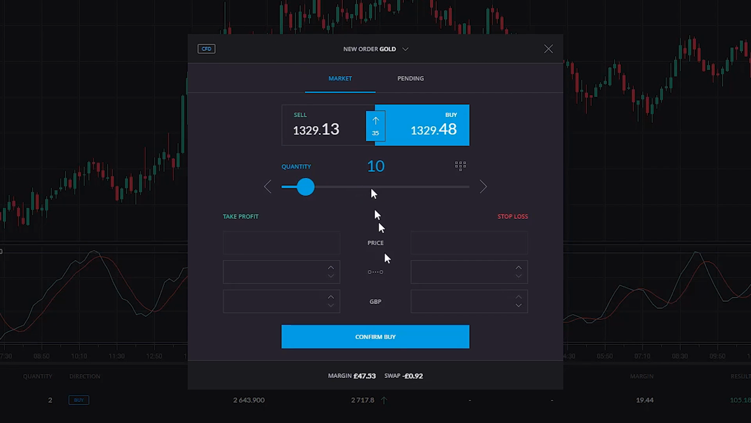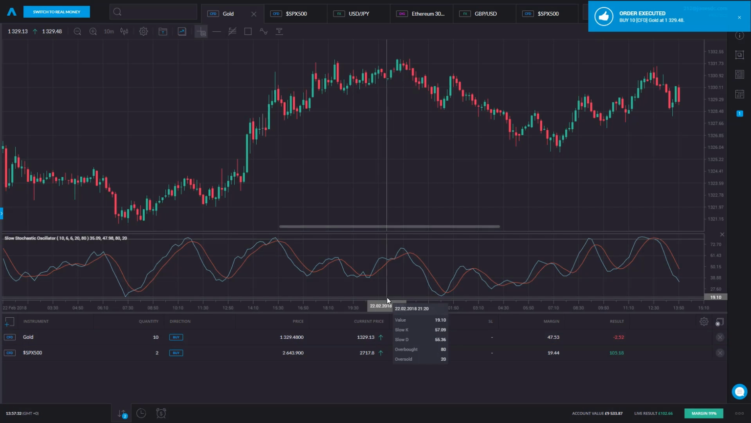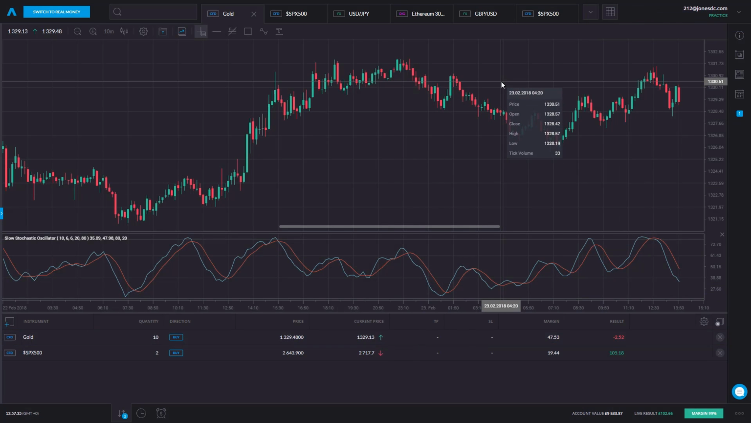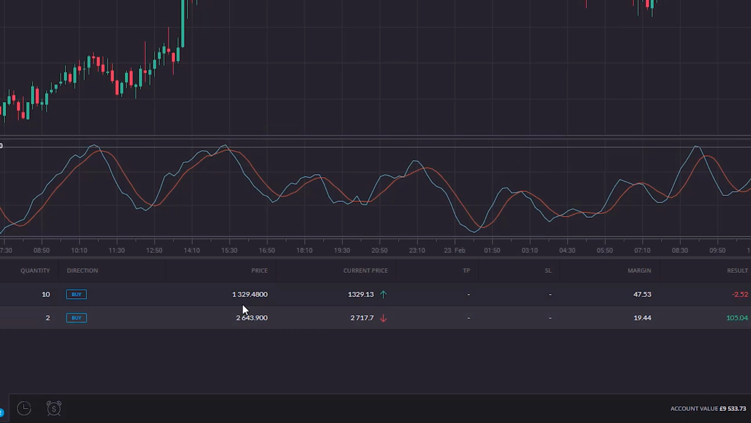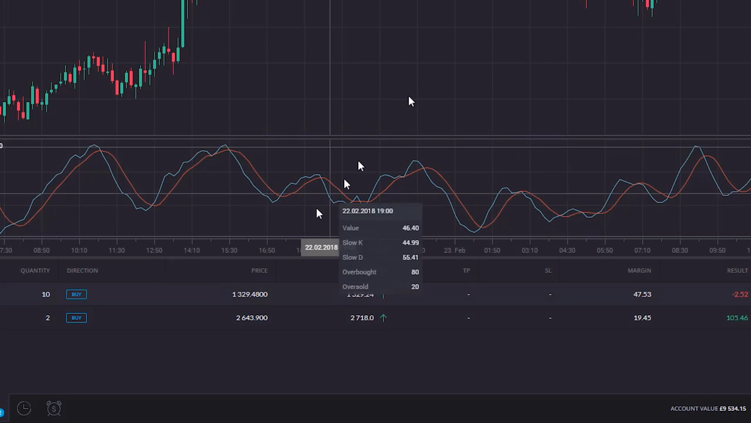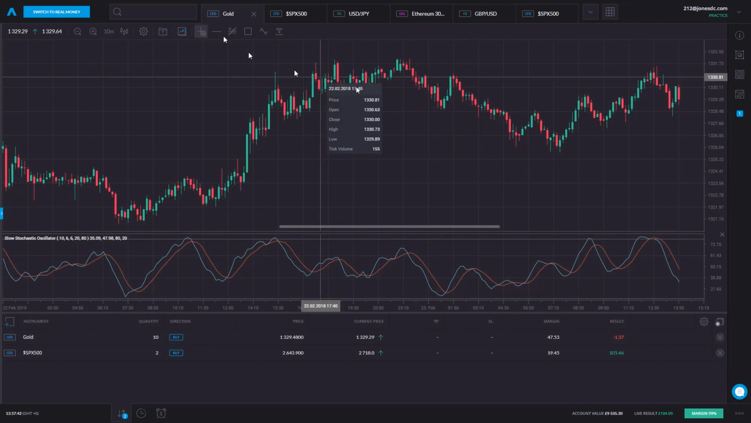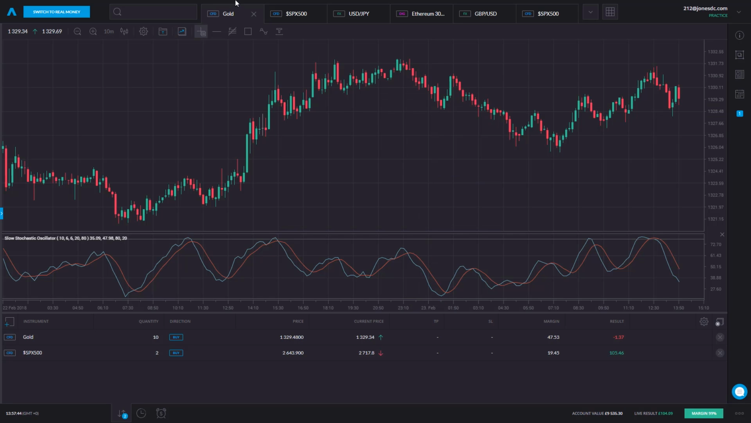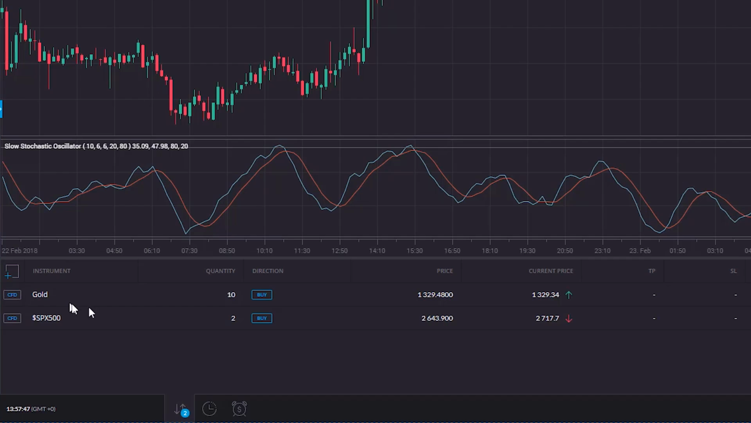So I'm going to buy 10 of gold, 10 units, confirm buy. There we go, it's done. So I've bought 10 on my demo account. I've bought 10 at 1329.48. Again, what I'm going to do is just take a quick screenshot to freeze this, then we can figure out the values. So here's our screenshot, and here's the gold trade. So I bought 10 at $1,329.48. The market is currently $1,329.34. So the market is, what, 14 cents lower than where I bought it.